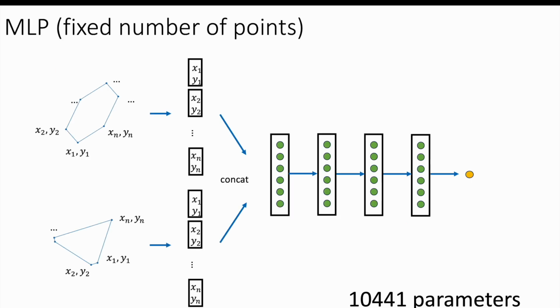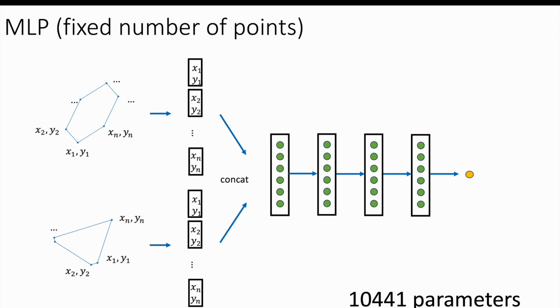We have the following architecture. Let's say we have two shapes. Each shape consists of several points, and we can flatten these points into a one-dimensional vector. Then we do this for each shape and concatenate the resulting vectors. And then we apply several dense layers to get the final result, the probability of collision.